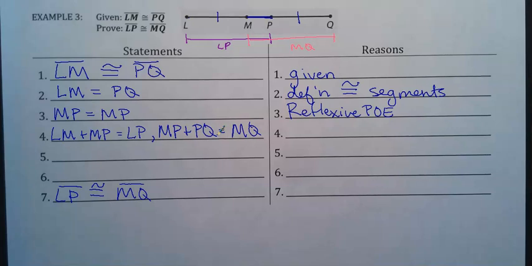So we've got, does that make sense there? That we're adding those? So that's the addition property. Hold on, is that the addition property? LM plus MP equals LP. Yeah, that's the addition property. Okay. So the addition property of equality there.